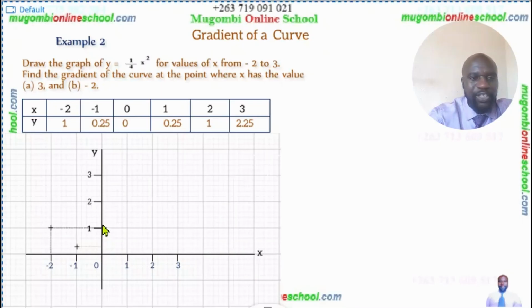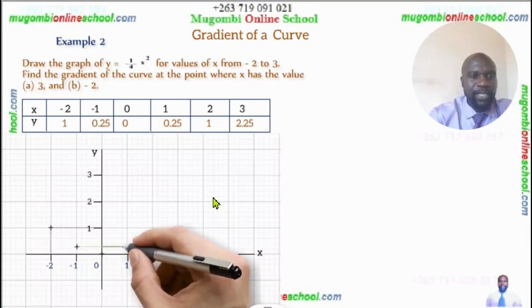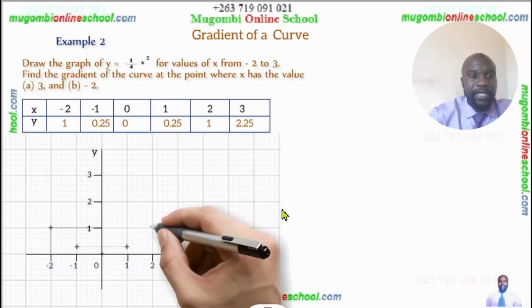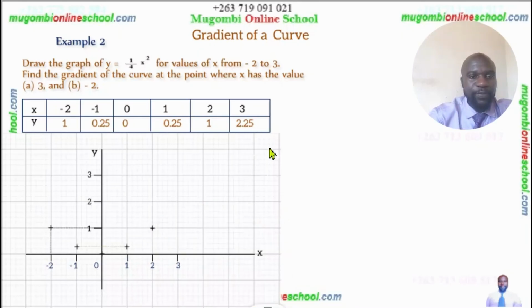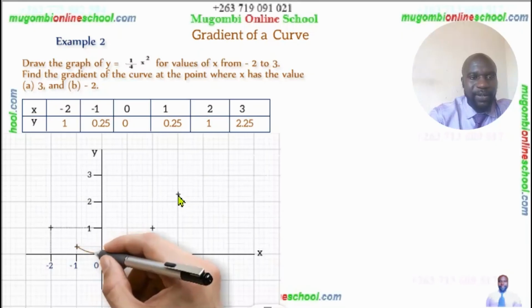Because there are 5 boxes to make 1, so 0.2, 0.4, 0.6, 0.8, then 1. So each one is 0.25. So each box is a quarter. So you have to be very careful, right? And then you have to proceed. So 0, 0 is this one, and then 1 and 0.25, then 2 and 1, then 3 and 2.25. This is our point.